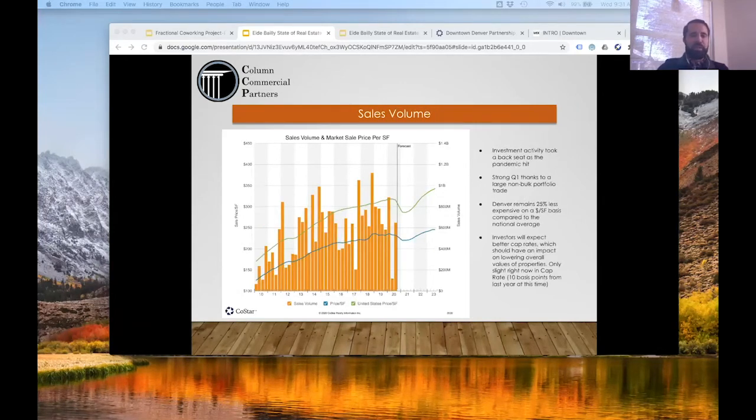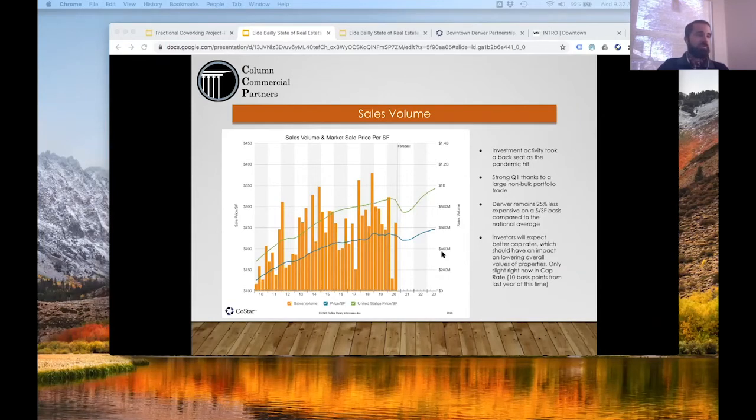Getting into a little bit of the sales volume, investment activity has slowed dramatically as the financial impact of the coronavirus is assessed. So people are sitting back and waiting to see what the future looks like, which is a complete shock from the beginning of this quarter. We actually saw one of the largest non-bulk portfolio trades ever recorded in Denver when Brookfield purchased a couple assets in downtown from Shorenstein. That space, nearly 1.3 million square feet, was bought at $400 million, which is $311 a square foot.